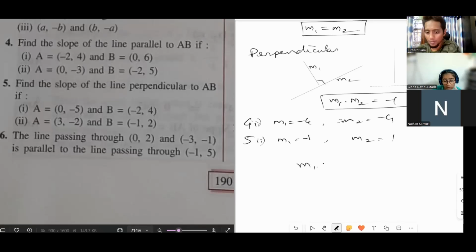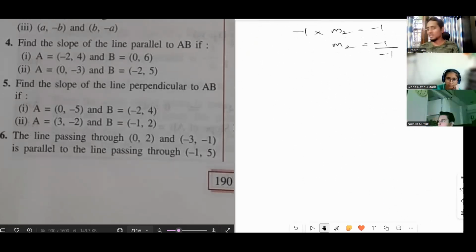The formula m1 into m2 is equal to minus 1, right? And we have m1. Substitute the value of m1. So minus 1 into m2 is equal to minus 1. Therefore m2 is equal to minus 1 divided by minus 1, which is 1.